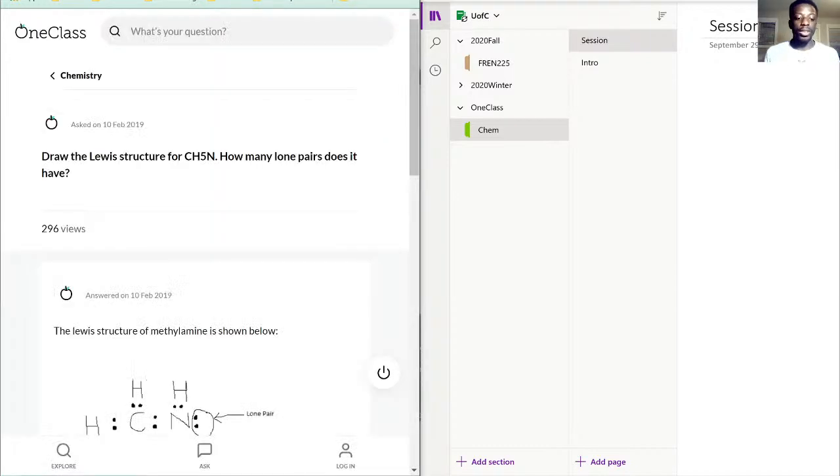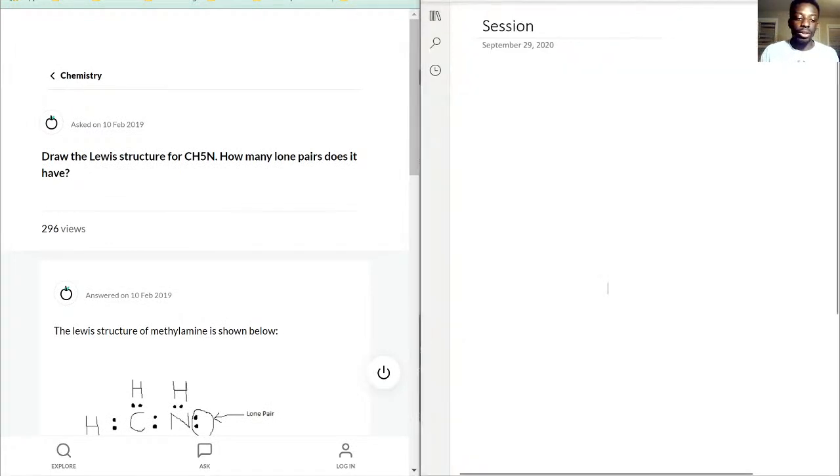So we should be seeing it here. And the first question is just to draw the Lewis structure for CH5N. So let's begin, shall we? So question 1, drawing that Lewis structure. The way we do this question, first we want to just list out the atoms we have. We have a carbon, we have 5 hydrogens, and we have a nitrogen.